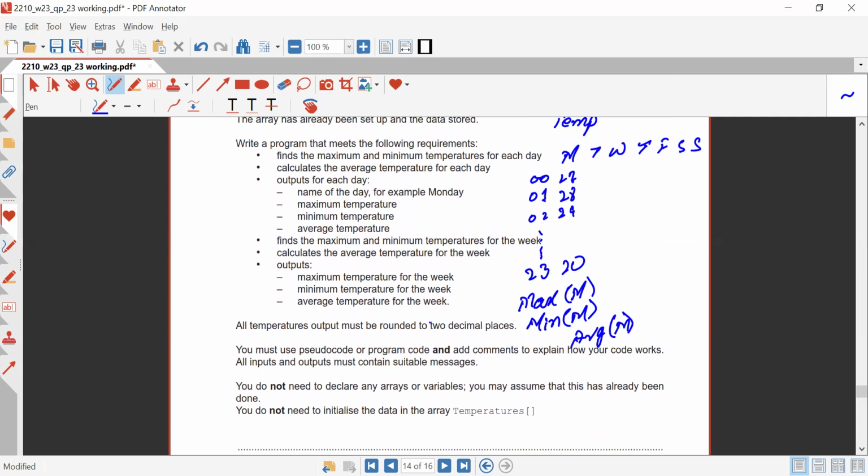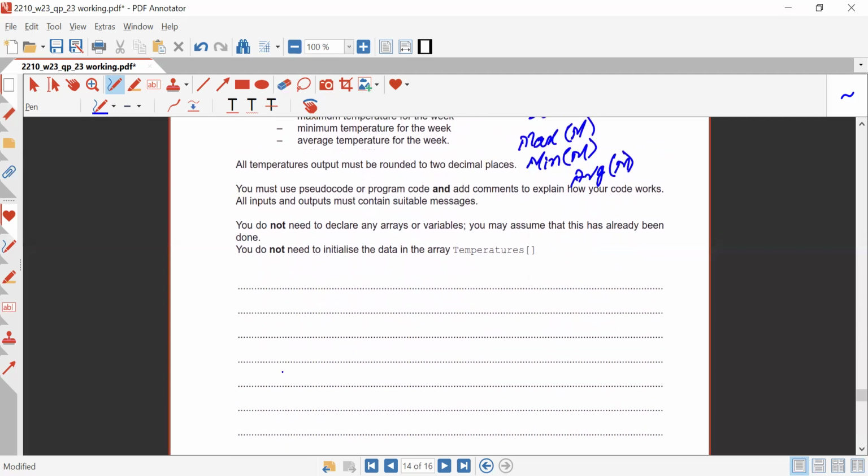Further on, they are saying you must use pseudocode or program code and add comments to explain how your code works. All input and output must contain suitable messages. That means you are only allowed to use proper prompts to ask for the data from the user. You do not need to initialize the data in the array temperatures. You can assume that the data has been initialized.